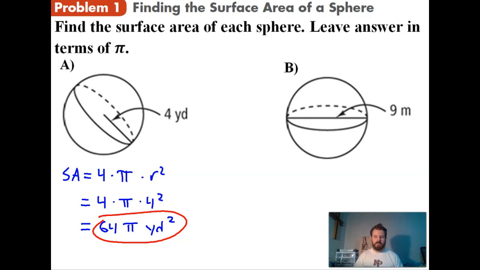All right, I want you to take a minute, pause the video, run through part B, and then hit play to check your answer. All right, for B, I've got the same idea, 4 times pi times r squared. Now the only difference for B is notice that this 9 is the diameter, it's the distance all the way across. So what I've got to do is split that in half. If the diameter is 9, that means that 4.5 will be the radius. So my surface area then is 4 times pi times 4.5 squared. And leaving pi out of the mix, we'll go 4 times 4.5 squared. That'll give me an 81, and we'll say pi meters squared.